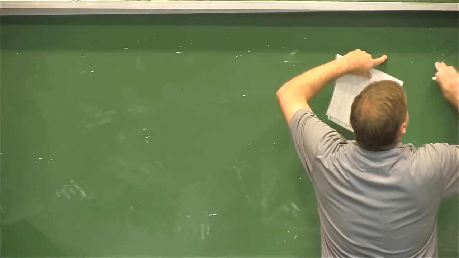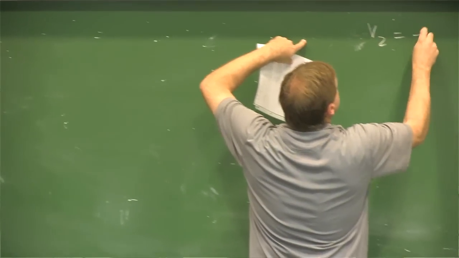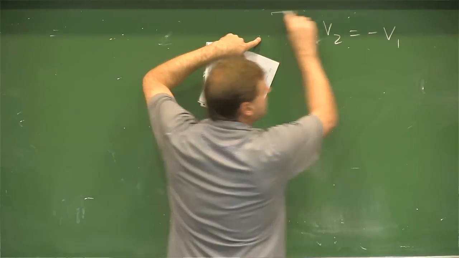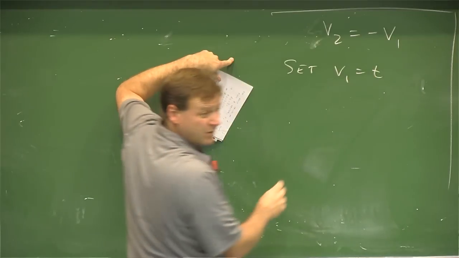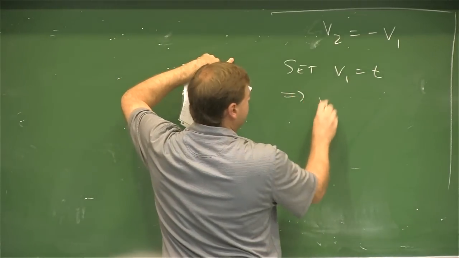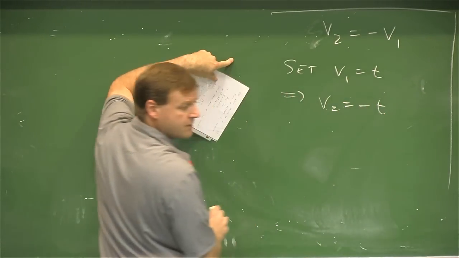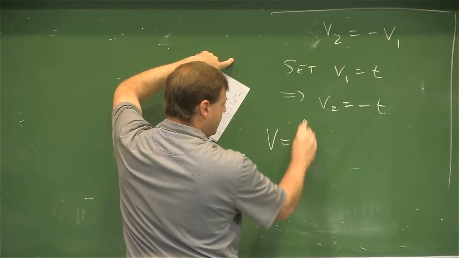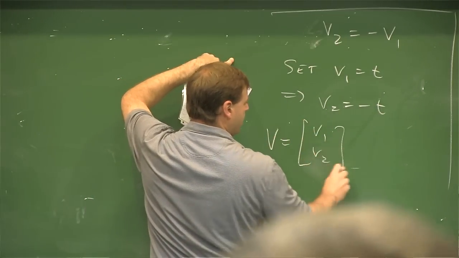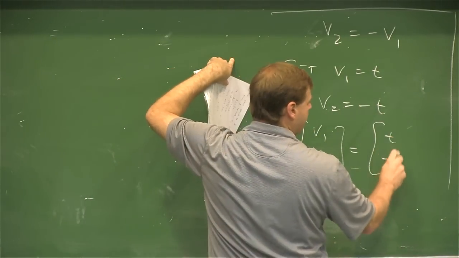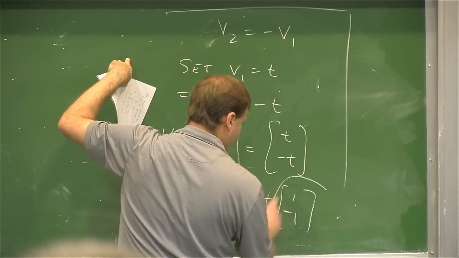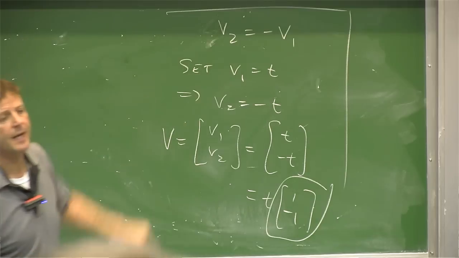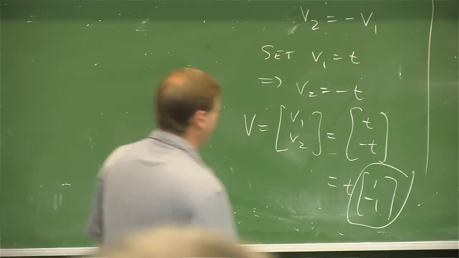But to be consistent with how I did these problems before, I have v2 equals negative v1. What we could do is say set v1 equal to t, use a parameter, then that means v2 is equal to negative t. So then v is equal to [v1, v2], that's equal to [t, negative t], which is t times [1, negative 1]. And that's the same vector I got again. That's what's called the eigenvector.